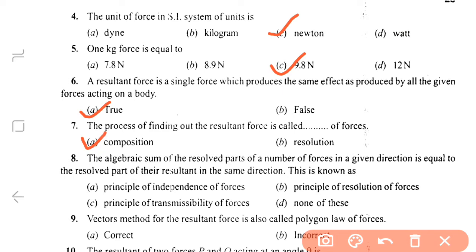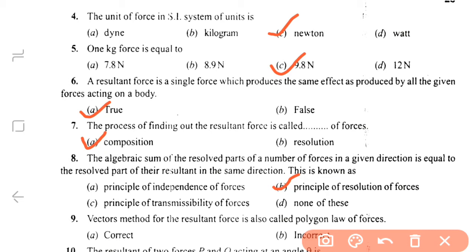Now friends, next is, the algebraic sum of the resolved parts of a number of forces in a given direction is equal to the resolved parts of their resultant in the same direction. This is known as, here options are principle of independence of forces, option B is principle of resolution of forces, option C is principle of transmissibility of forces, option D is none of these. Here correct answer for this question is option B, that is principle of resolution of forces.